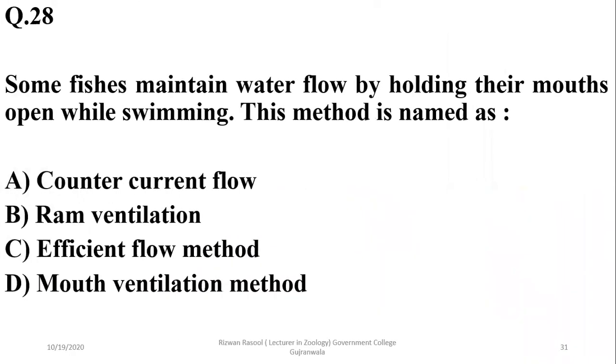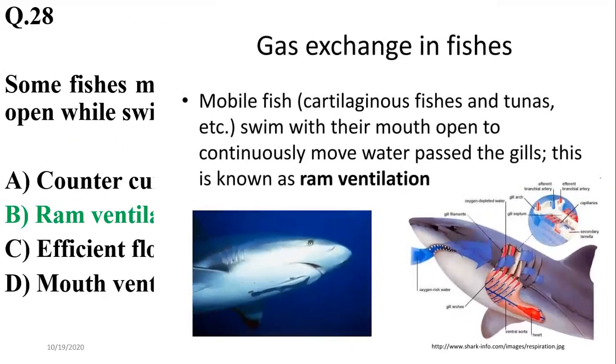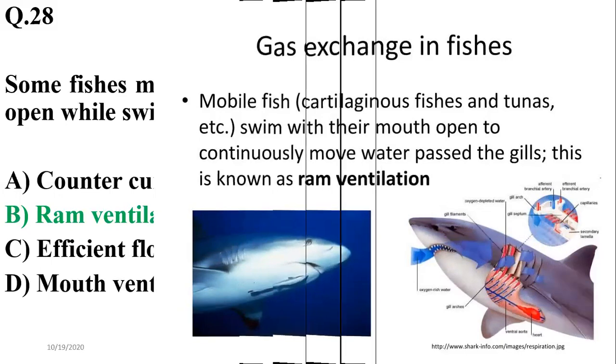Some fishes maintain water flow by holding their mouth open while swimming. This method is also named the ram ventilation method. Mobile fishes such as cartilaginous fishes and tunas swim with their mouth open to continuously move water past the gills, and this helps in the efficient exchange of gases across their gills as well. So the right option is beta.